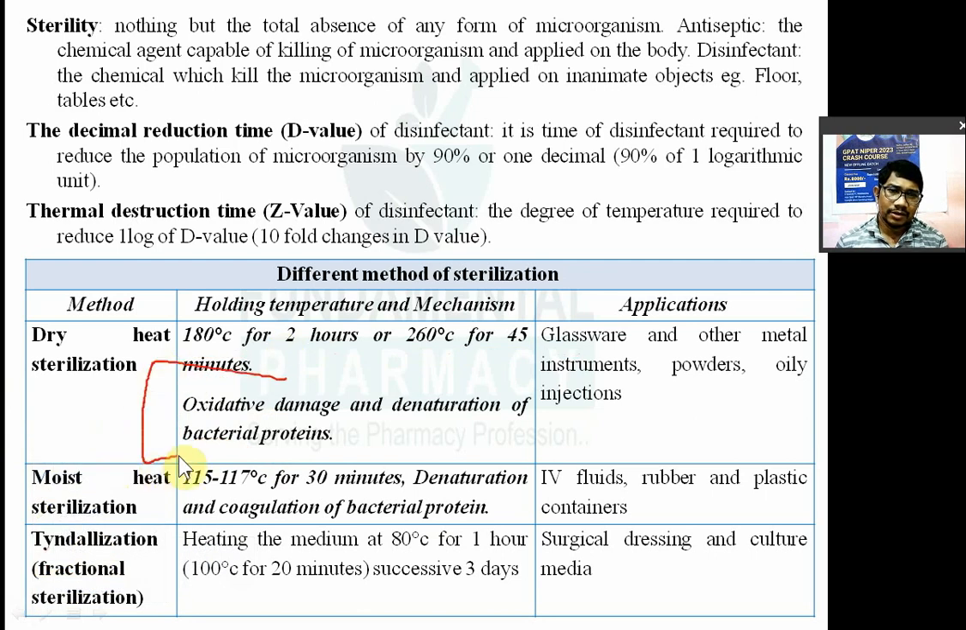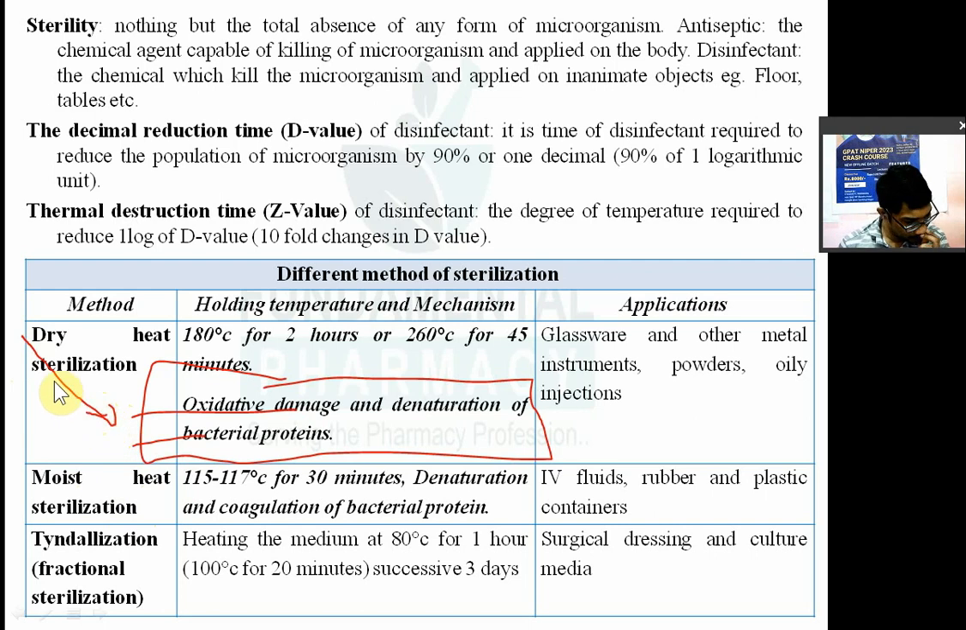Bacteria is made from a cell. सेल के अंदर क्या होगा? उसके एंजाइम्स होंगे, प्रोटीन है. सो ऑक्सीडेटिव डैमेज टू द बैक्टीरियल एंजाइम्स, डीनेचुरेशन ऑफ बैक्टीरियल प्रोटीन. मैकेनिज्म याद रखना है, क्वेश्चन आता है. व्हाट इज द मैकेनिज्म ऑफ ड्राई हीट स्टेरिलाइजेशन? क्वेश्चन आ चुका है. ऑक्सीडेटिव डैमेज एंड डीनेचुरेशन ऑफ बैक्टीरियल प्रोटीन.